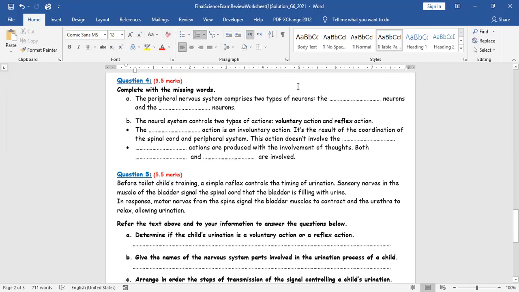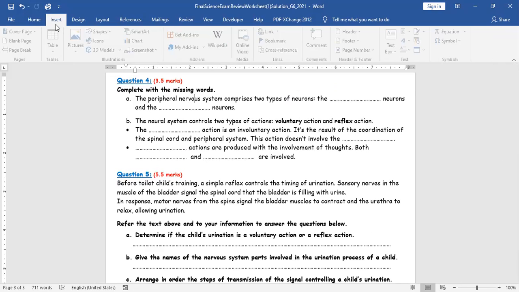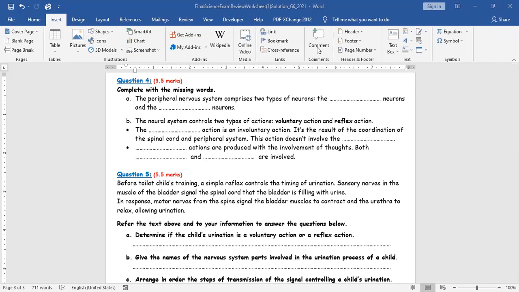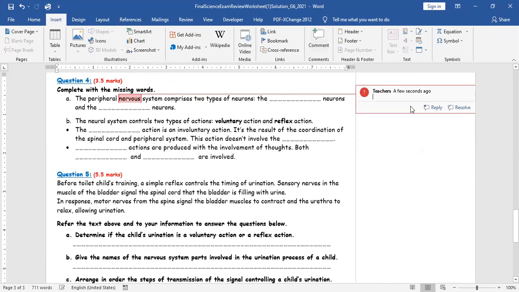Complete with the missing words, the peripheral nervous system. So the nervous system is made of two major parts: one, you have the central nervous system, and you have the peripheral nervous system.